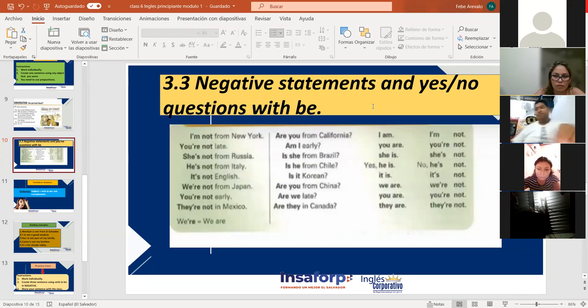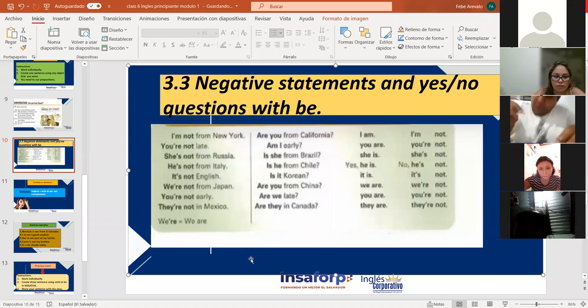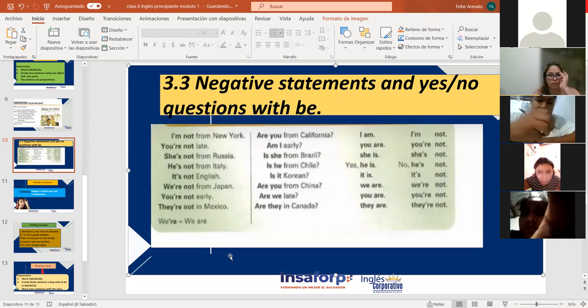and yes, no questions with B, right? Tenemos estas sentences. Escuchen primero la pronunciation y luego les va a tocar a ustedes.